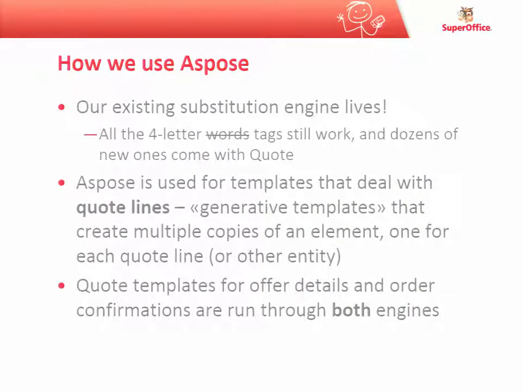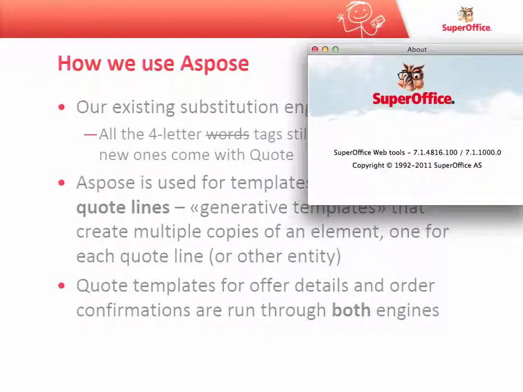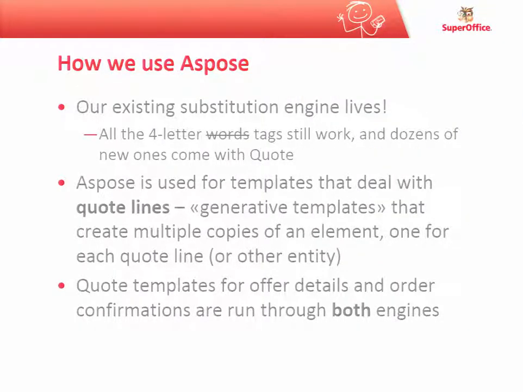So our existing substitution engine lives. It's the same as always. It's actually been extended because we have lots and lots of new fields, new tables with quote. So we have put in a bunch of new tags. And those documents that are about product lines, they are actually sent through both engines, so you can use both kinds of tags. They don't cover the exact same areas. So sometimes you need one, sometimes you need the other. In a quote document, you can mix both.